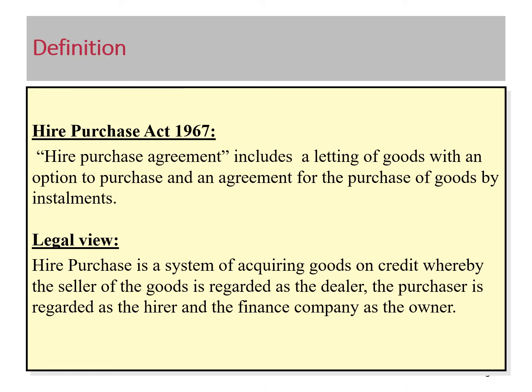From the legal view, what is hire purchase? Hire purchase is a system of acquiring goods on credit whereby the seller of the goods is regarded as the dealer, the purchaser is regarded as the hirer, and the finance company as the owner. So we are going to look into this legal view in the next slides.